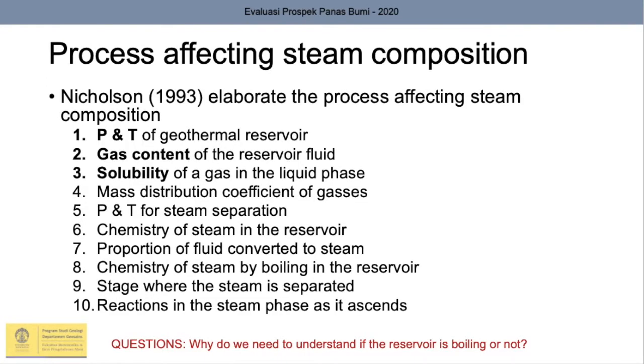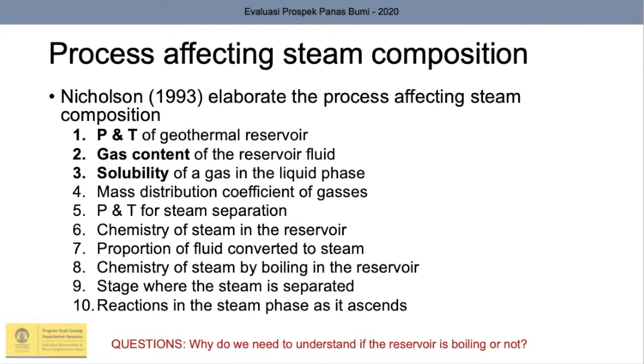There are also some processes that affect the steam composition because, if you remember, there are two phases in the reservoir: the water and the steam phase. According to Nicholson, there are 10 processes that affect steam composition. The main aspects are the pressure and temperature differences, the content of gas, and the solubility of gas in the vapor phase. Also, the chemistry of the steam and the reactions that occur in the steam affect the steam composition.